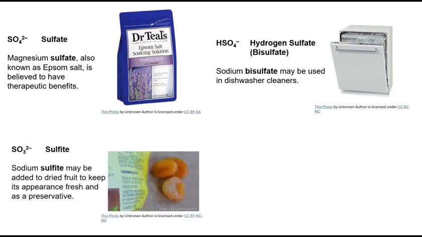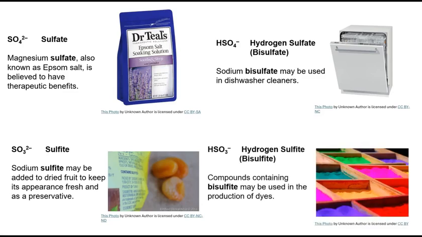SO3 2- sulfite. Sodium sulfite may be added to dried fruit to keep its appearance fresh and as a preservative. HSO3- hydrogen sulfite or bisulfite. Compounds containing bisulfite may be used in the production of dyes.